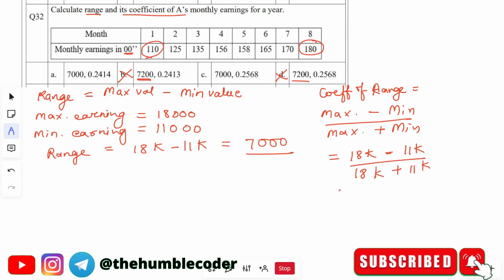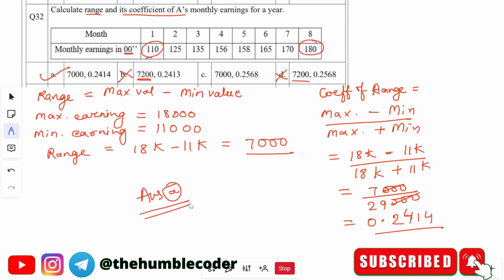Okay, so 18k minus 11k is how much? 7,000, and 18k plus 11k is 29,000. Okay, so 7 by 29, if you will solve it, you will get 0.2414. So see, we have range as 7,000 and coefficient as 0.2414, which is option number A. That is why the correct answer in this case is option A.